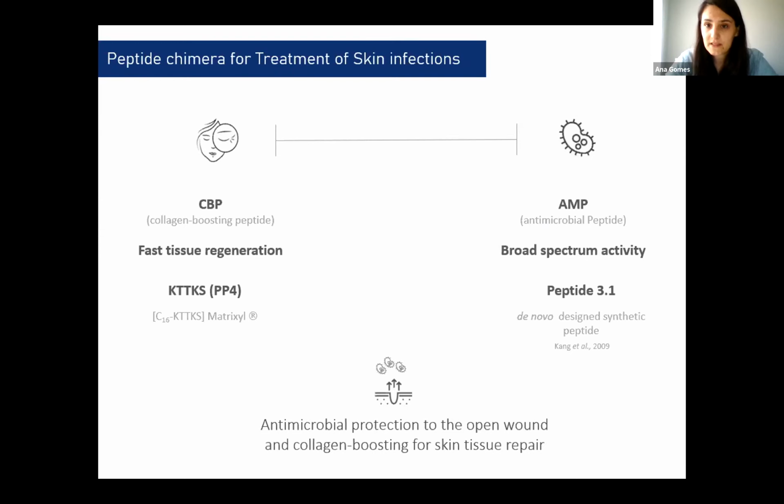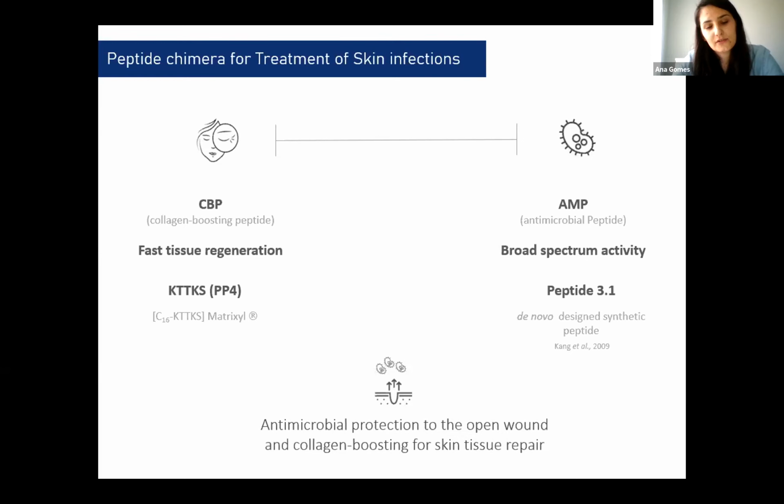And why? Because an antimicrobial peptide is orally reported with broad spectrum activity and low propensity to induce bacterial resistance, and a collagen boosting peptide for a fast tissue regeneration through collagen boosting effect. As an antimicrobial peptide, we chose peptide 3.1, a de novo designed synthetic peptide, widely reported with broad spectrum activity, and as a CBP, we chose pentapeptide 4, whose palmitoylated form is widely used in the cosmeceutical industry under the name Matrixyl as an anti-aging.